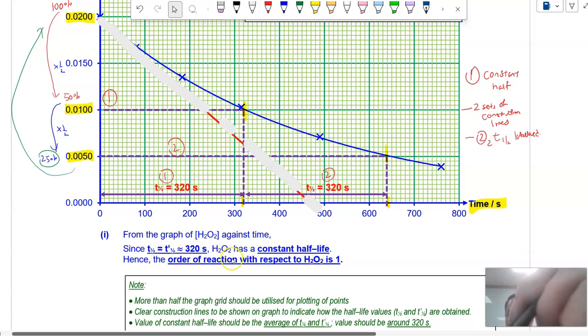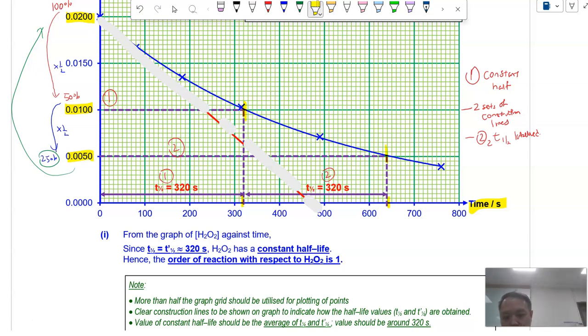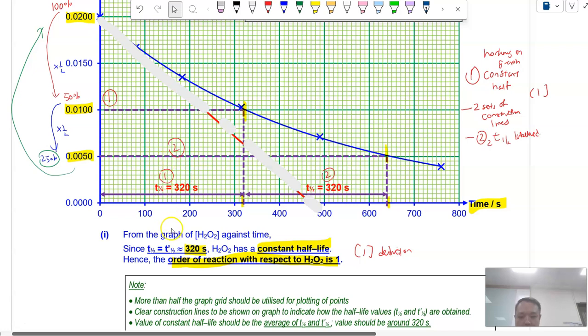State the value. So important points: constant half-life. What's the value? The order of reaction with respect to H2O2 is 1. So this is typically a 2-mark response. The deduction is worth 1 mark. The working on the graph is worth another mark. So this is for part 1, deduce the order of reaction with respect to H2O2.